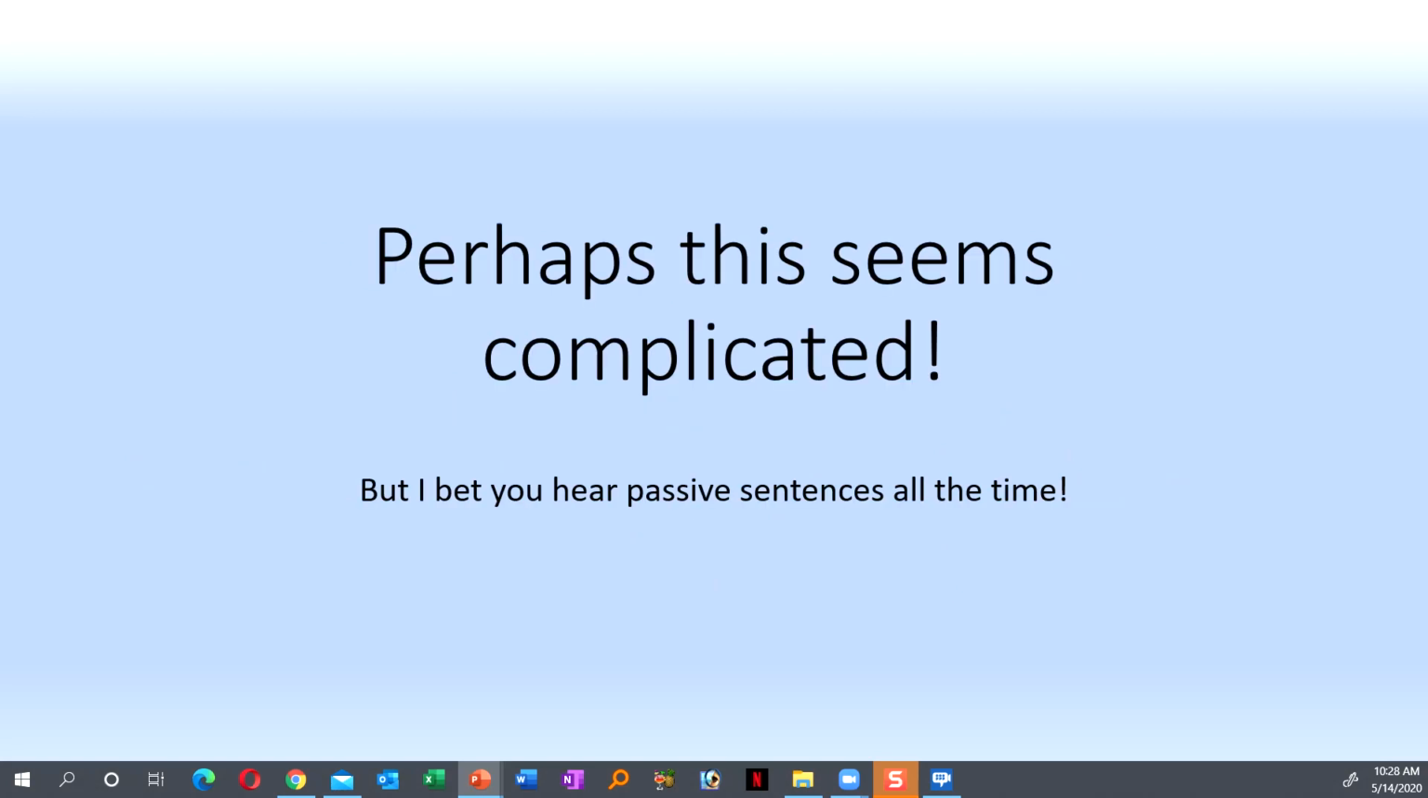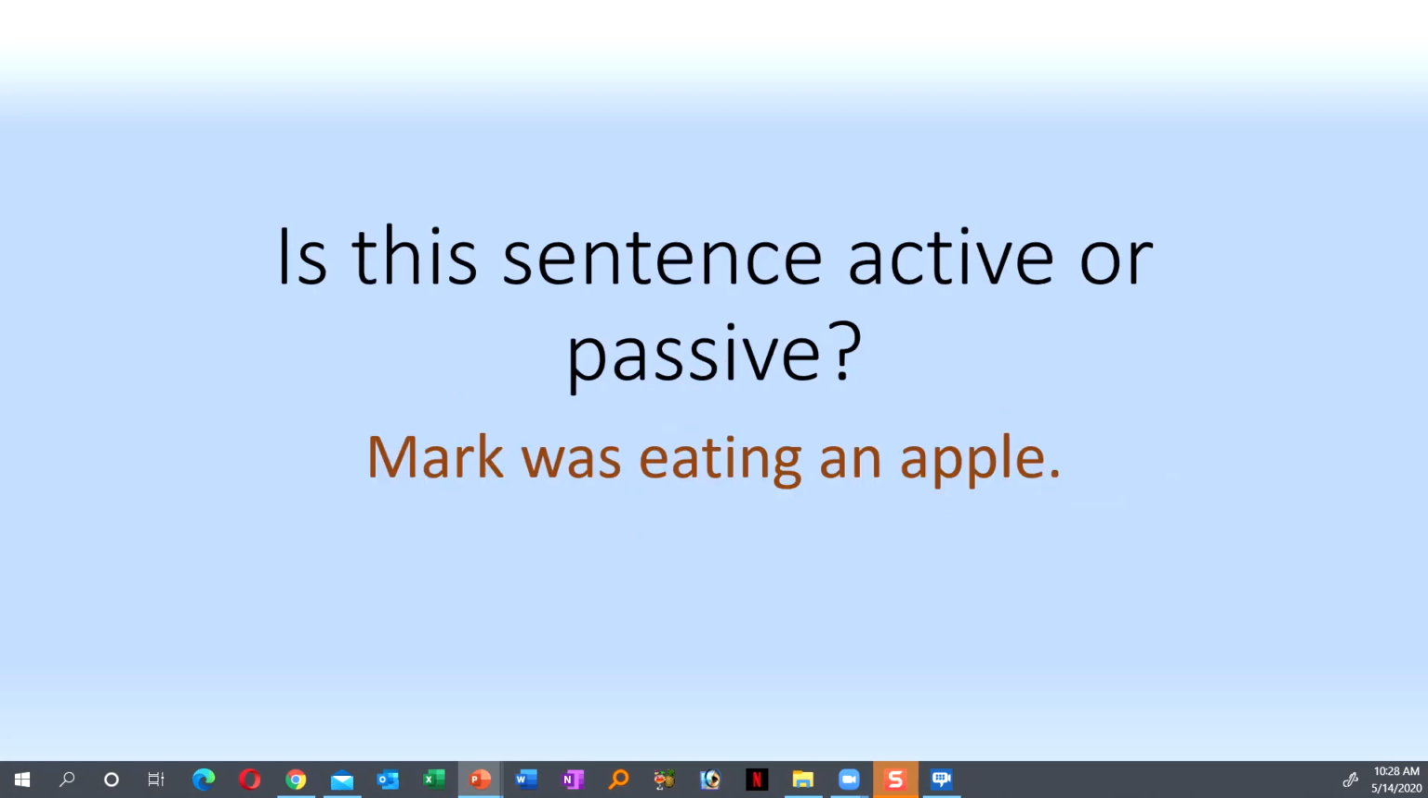So this might sound complicated, right? But everybody does this all the time. We always use passive sentences. So let me give you some examples, and you tell me what these sentences are. Are they passive or are they active? Here we go. Is this sentence active or passive? Mark was eating an apple. Active or passive?